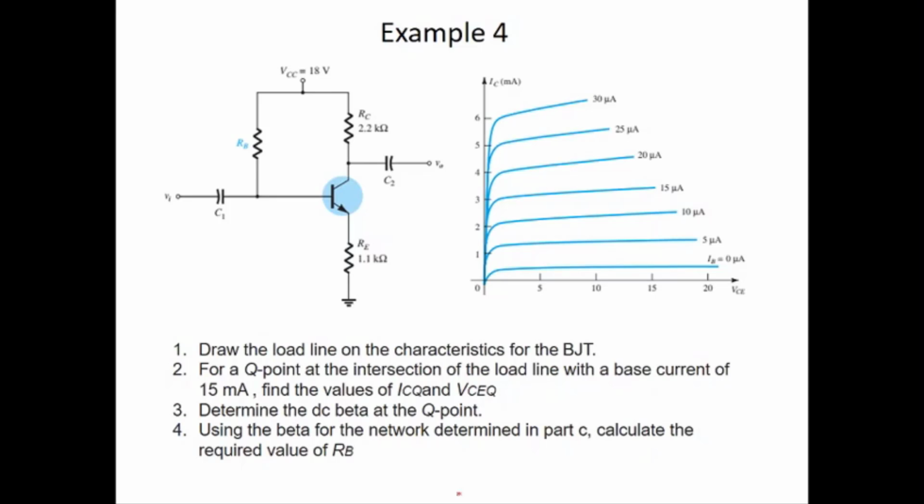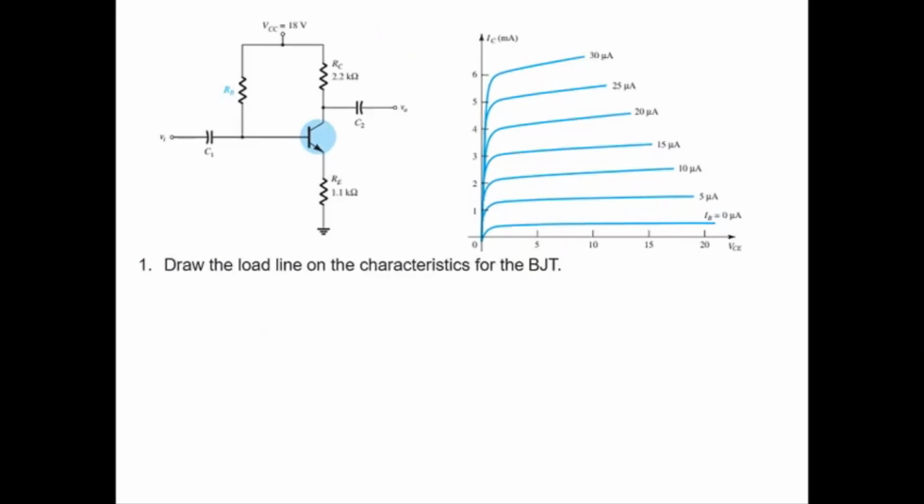This is an emitter-stabilized bias circuit, and at the right side is the output characteristic, collector current versus VCE. You see many lines here that represent many cases where the IB has a different value. This line is when IB is equal to 0 microampere, and this is when IB is equal to 30 microampere. Let's see the question here: draw the load line on the characteristic of the BJT. How to draw the load line?